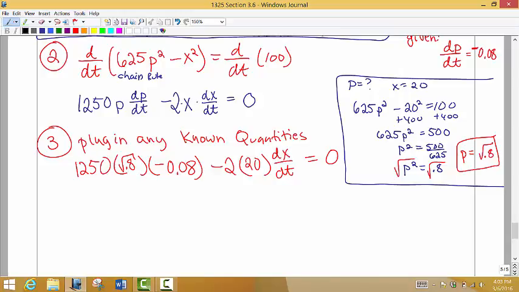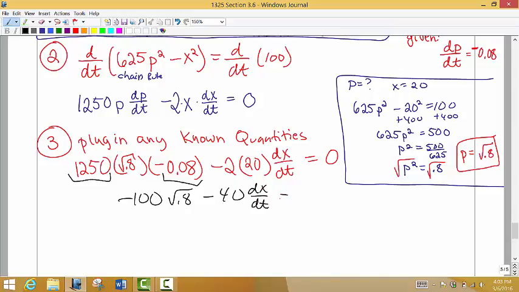Let's simplify a little bit before we solve. So I'm going to leave the square root of 0.8 as the square root of 0.8 because that is something that would give me an approximation that I would have to round. I'm going to multiply 1250 times negative 0.08. And I get negative 100. So negative 100 times the square root of 0.8 minus 40 dx/dt. We'll go ahead and simplify there.